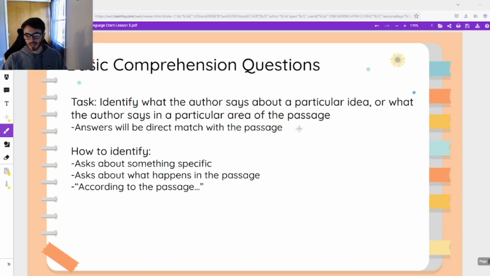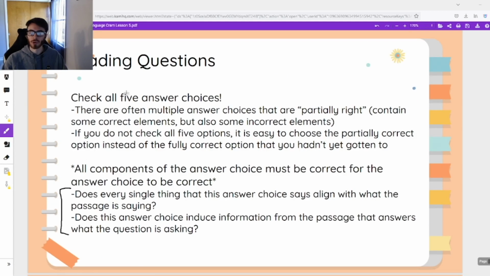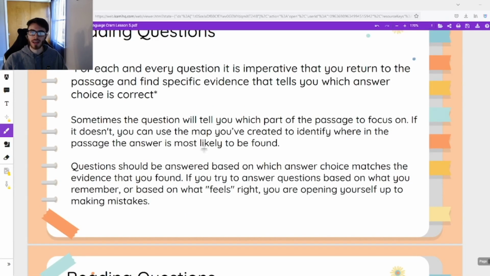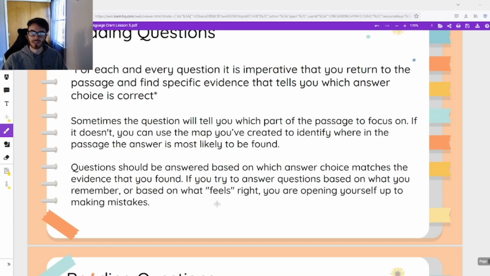So we're going to start with basic comprehension questions. One other thing, too. These question types all have slightly different methods, but they all focus on the fundamentals that we talk about. They all focus on finding evidence from the passage and matching that evidence to the answer choices.